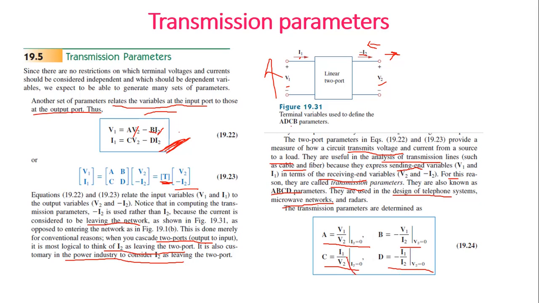Now here I2 is made 0. It means the output port is open circuited. And here V2 is 0, and again the output port is short circuited. So that is how we obtain these A, B, C, D parameters.